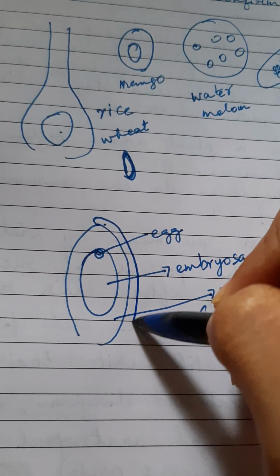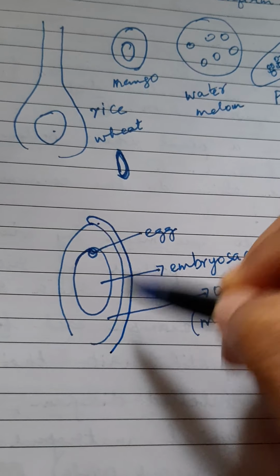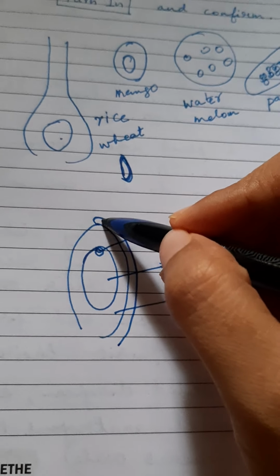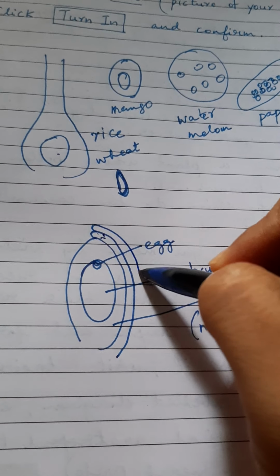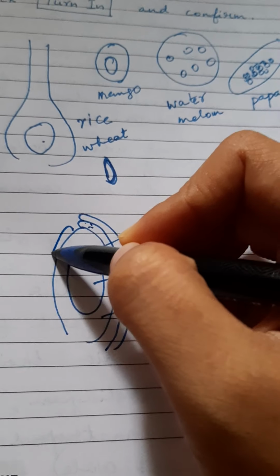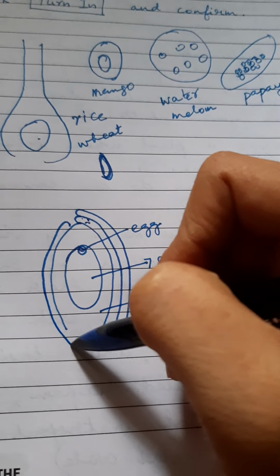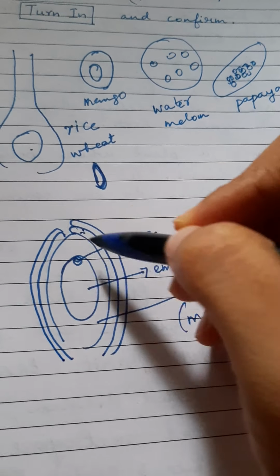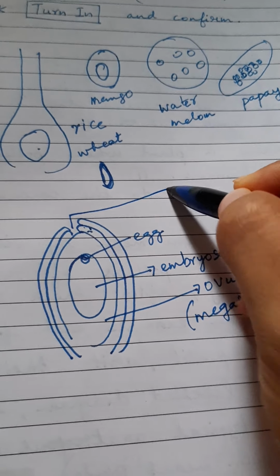An ovule has got protective coverings. These protective coverings are not completely enclosing. There are some gaps there. Only one area is there, which is called micropyle.